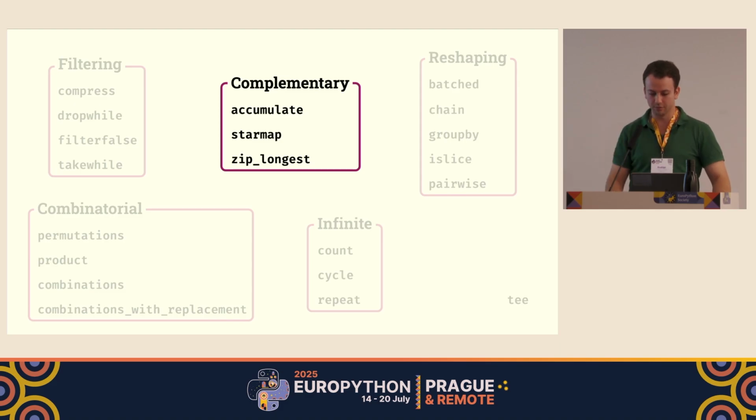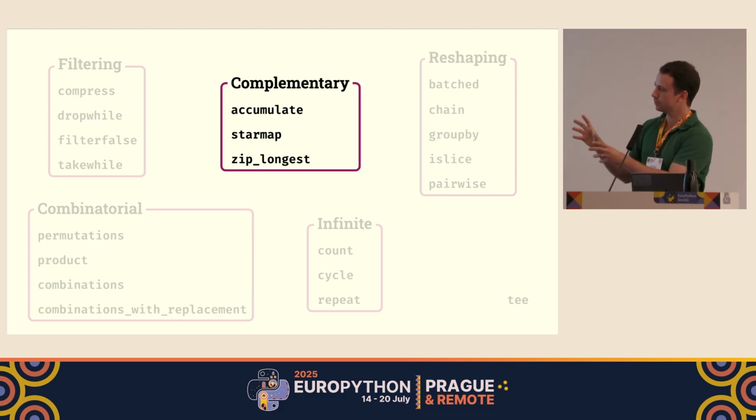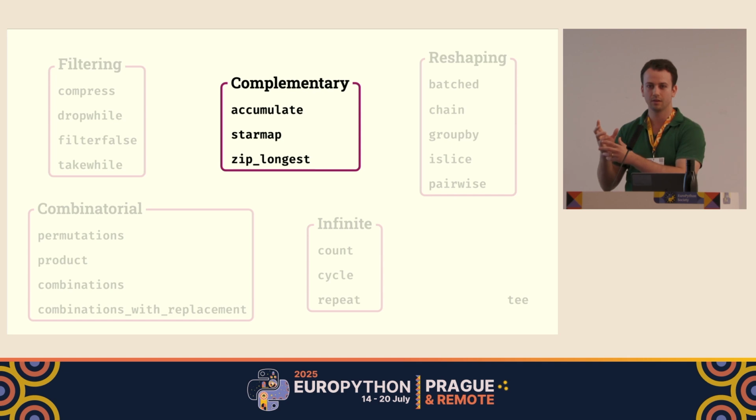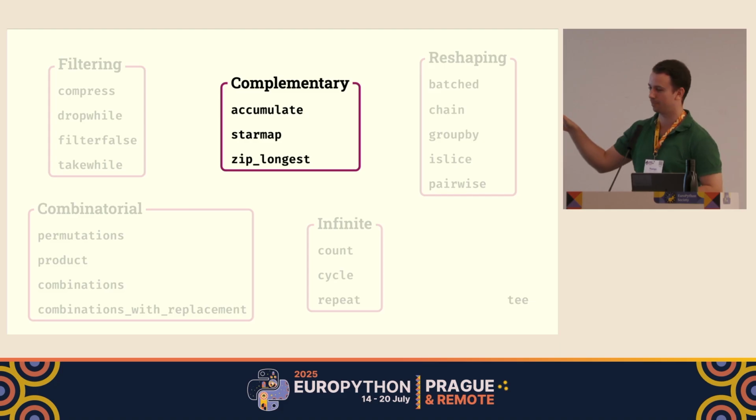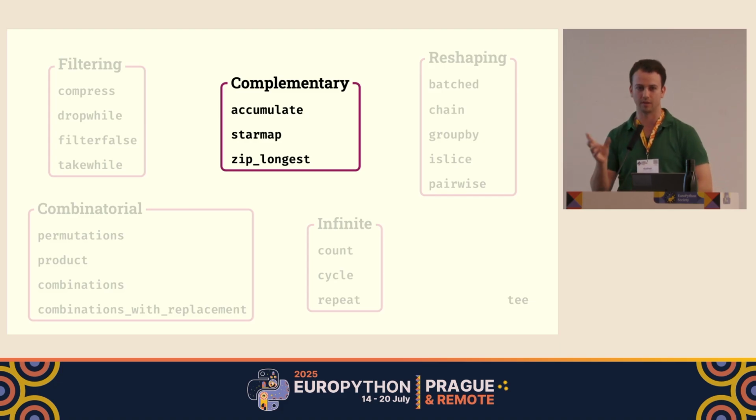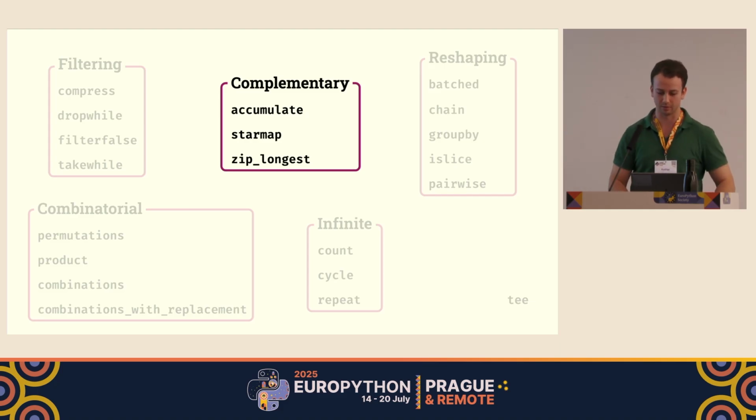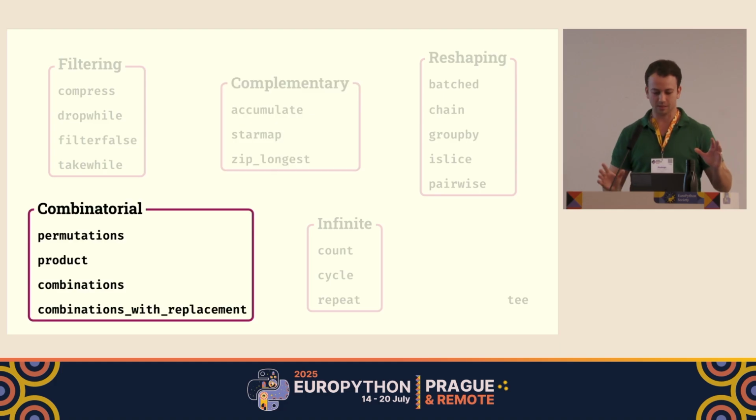And thankfully enough, I figured out a way of just giving a common name to all of them. These 3, they're the odd ones out, but also 3 tools that complement other tools that we already have. I know this is super vague, but from the names of star map and zip longest, maybe you can get a clue. So we will take a look at those later. So now let's get started.